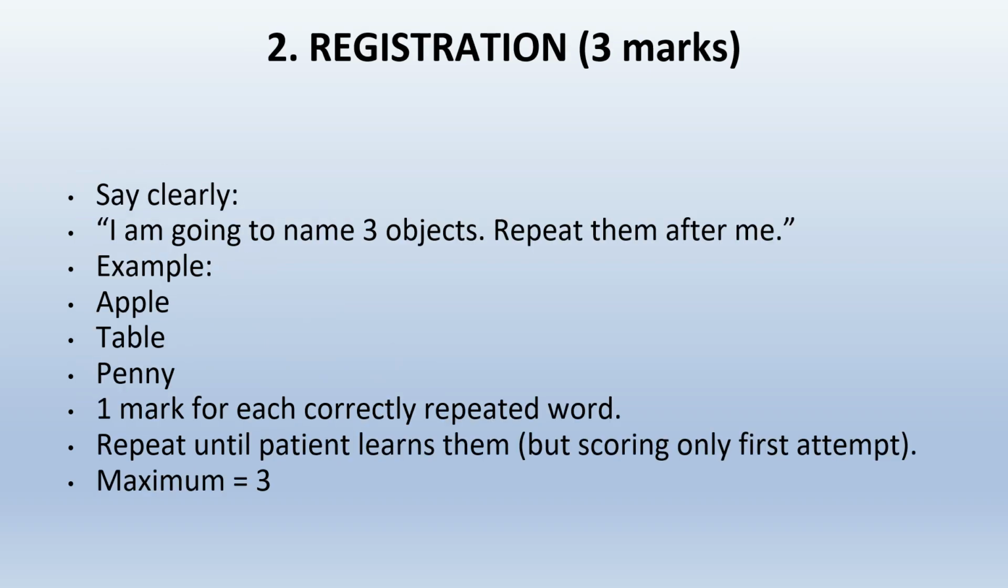Registration, it is given 3 marks. We should say clearly, I am going to name 3 objects and repeat them after me. The 3 objects can be, for example, apple, table, penny. 1 mark for each correctly repeated word is given. We should repeat the objects until patient learns them, and we should score only the first attempt given by the patient. The maximum score is 3.